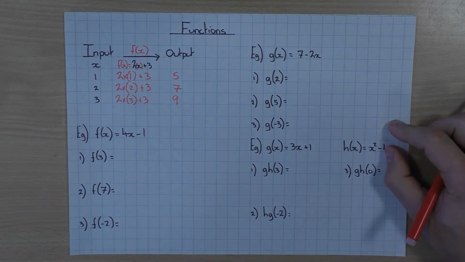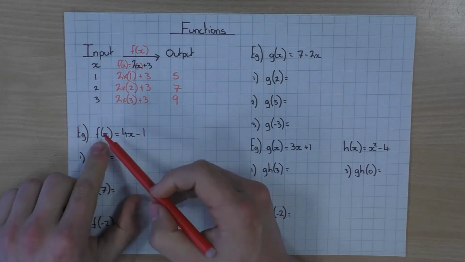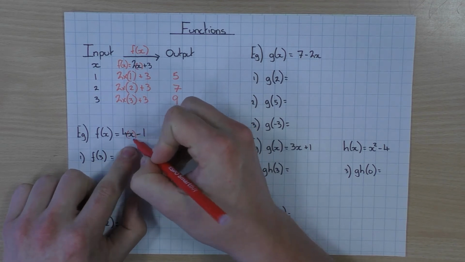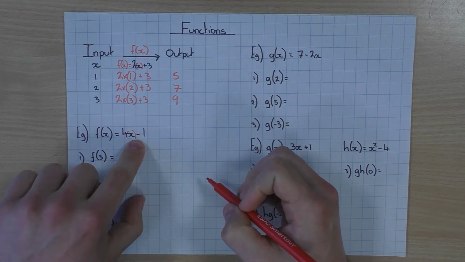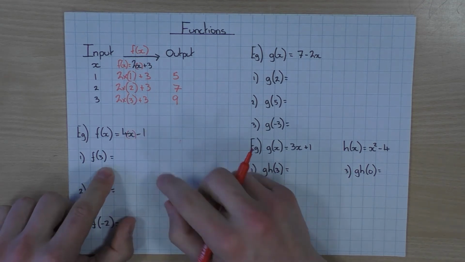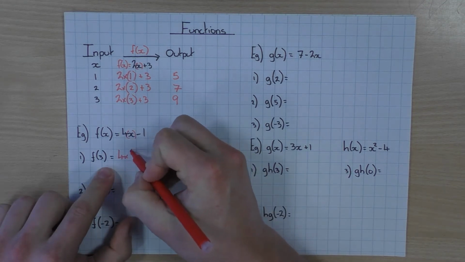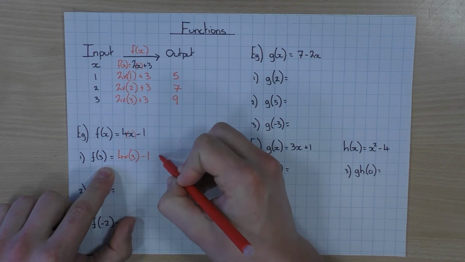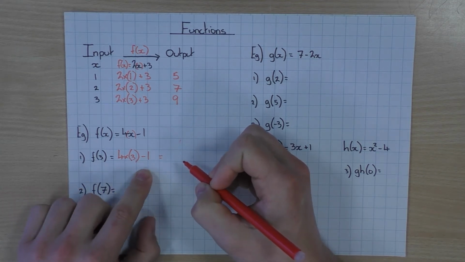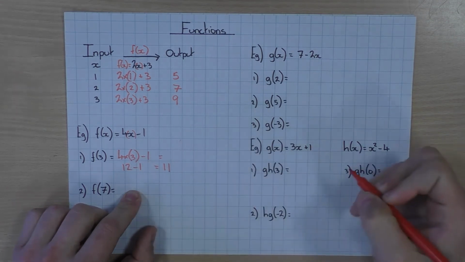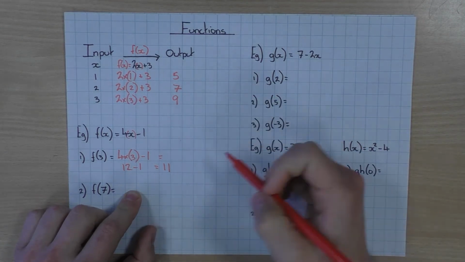So we're going to have a look at a few different examples here. In this case, I'm told the function is 4x minus 1. So again, if I put a little bracket around the x, it means I'm doing 4 times x, take away 1. So let's have a look. If I input 3 into this function, what do I get? 4 times 3, and then take away 1. Well, 4 times 3 is 12, take away 1 gives me 11. So the answer there, the output, is 11.